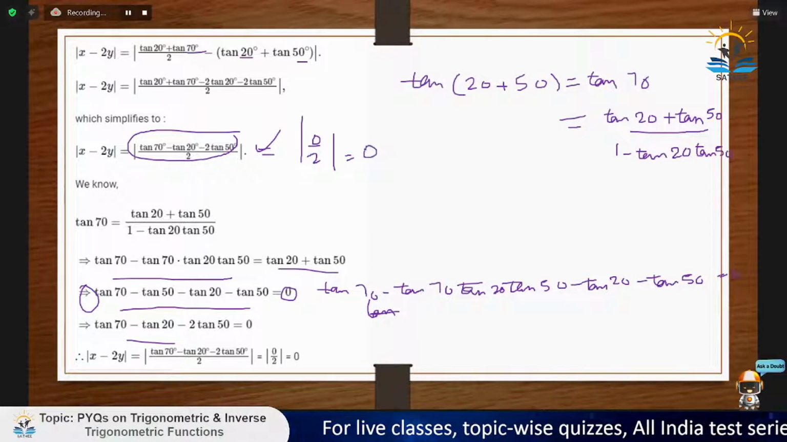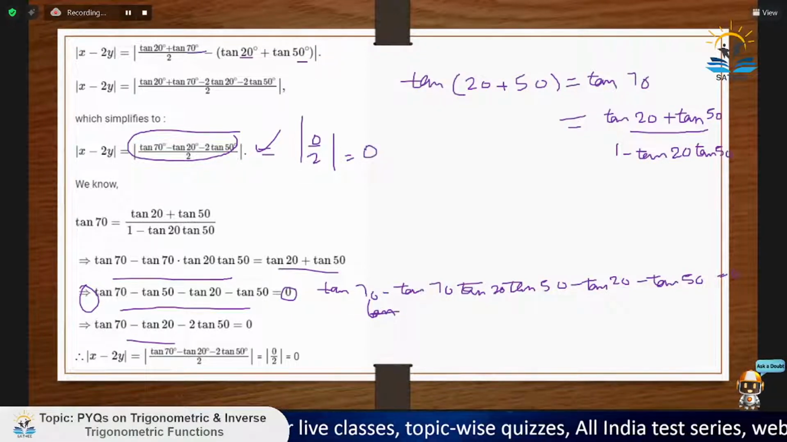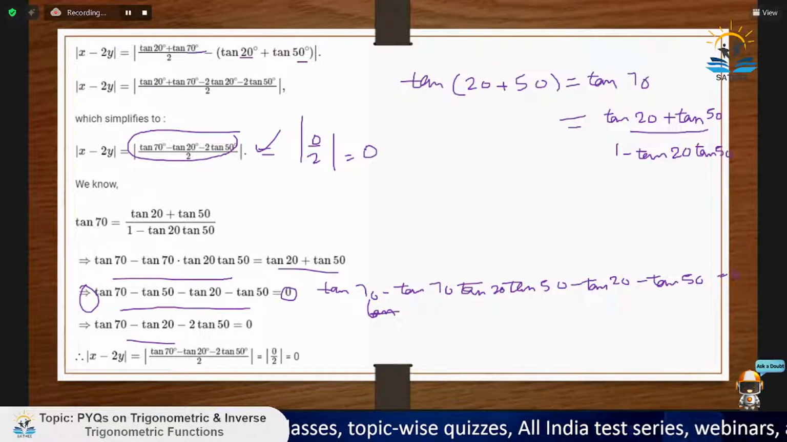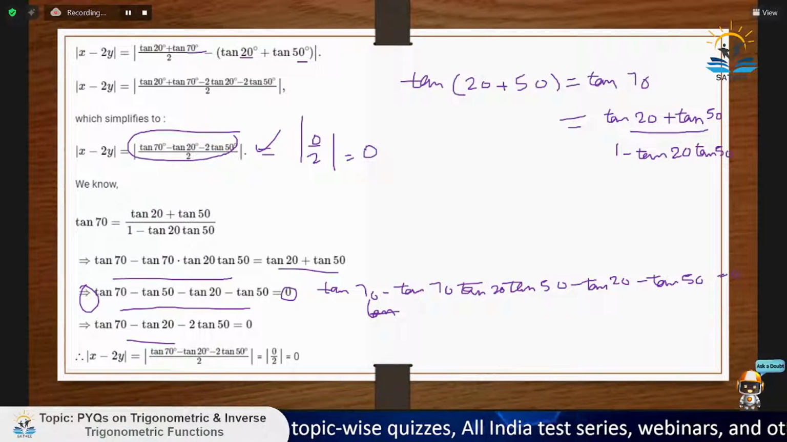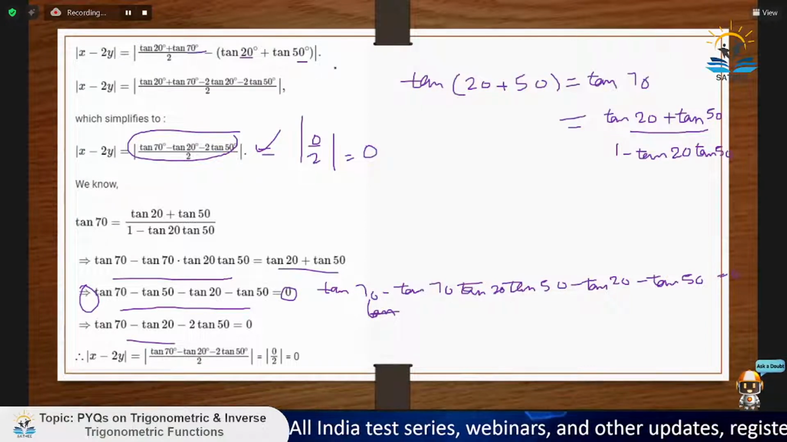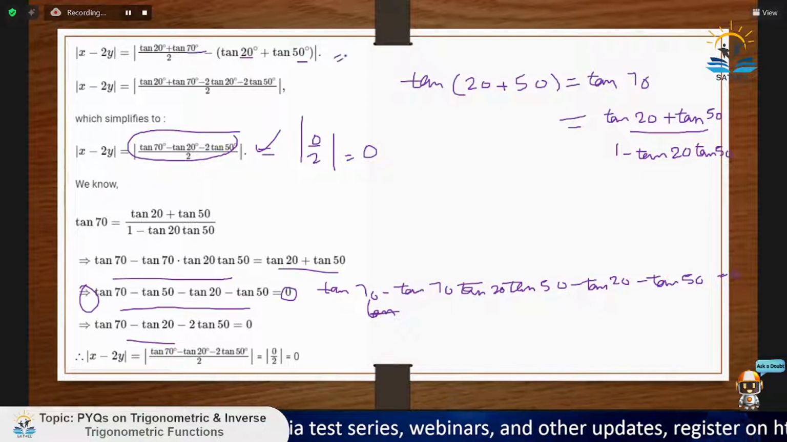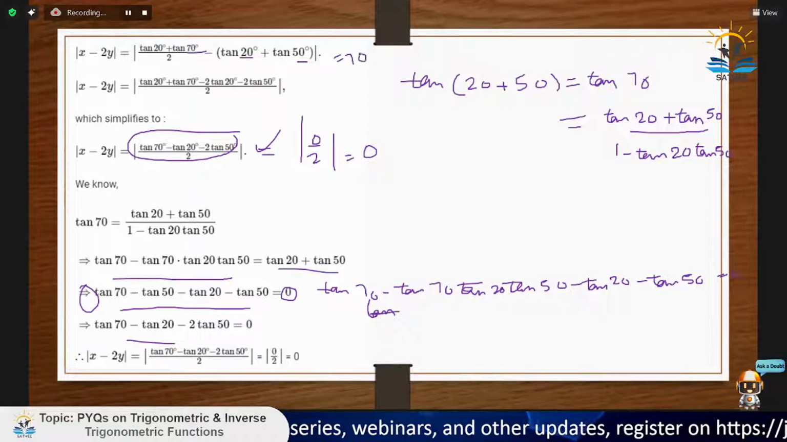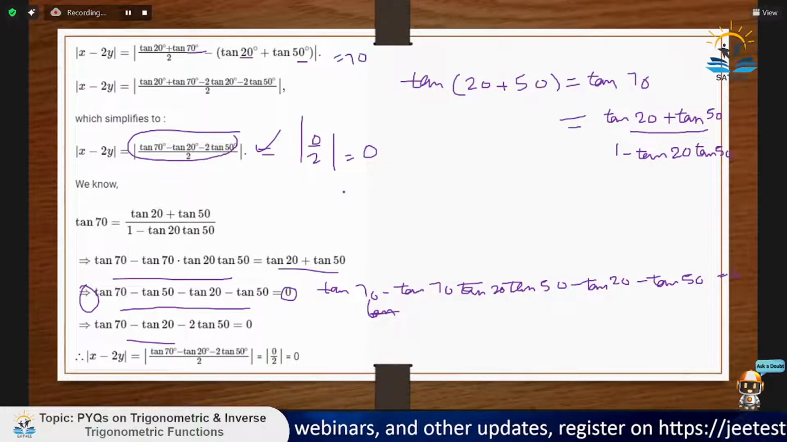Okay, so the value of this expression is 0. You just need to be careful that you need to apply tan of a plus b here, because you know that 50 plus 20 is equal to 70. That's why you need to apply this formula. Okay.